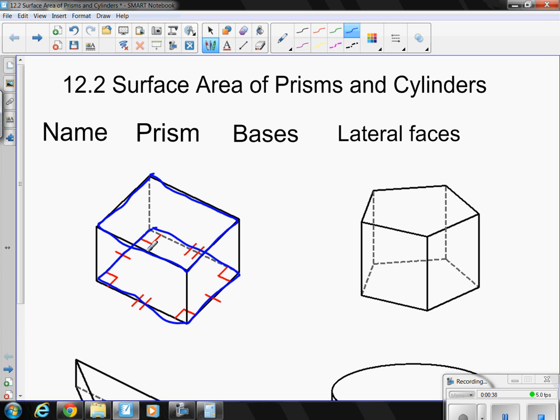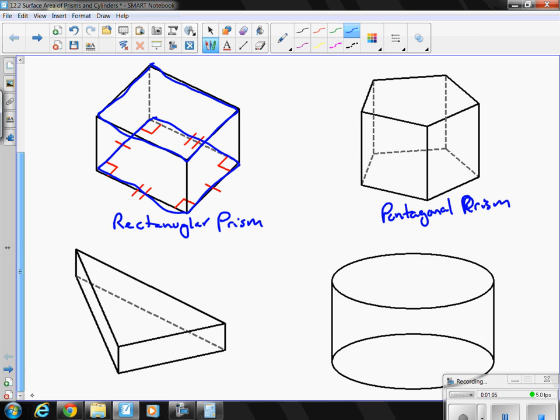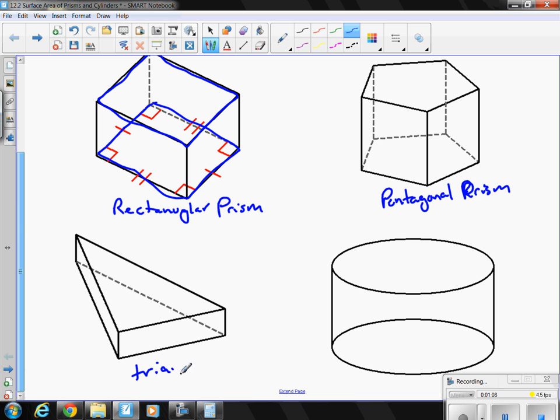To name a prism, you name it by its base. So this is a rectangular prism, where this prism's base is a pentagon, so you say it's a pentagonal prism. Here's a triangular prism. And last, this is not a prism. This is just a cylinder.